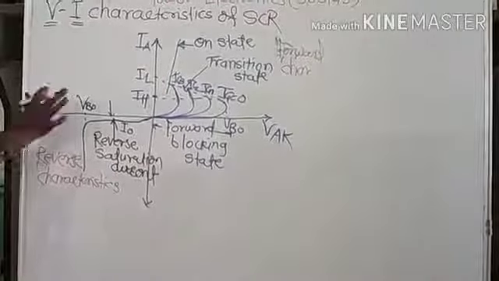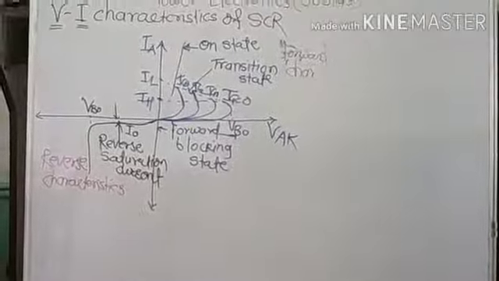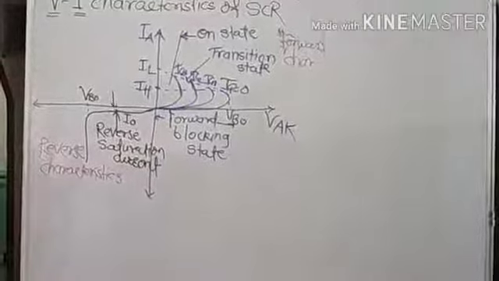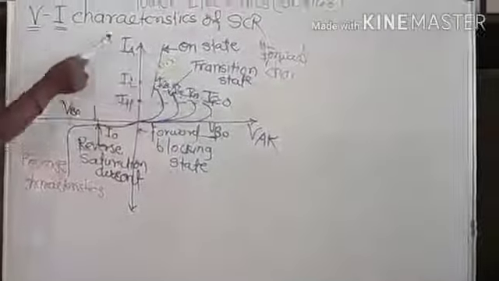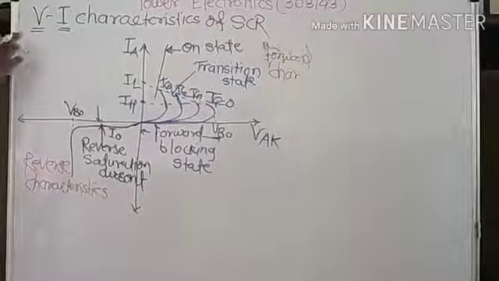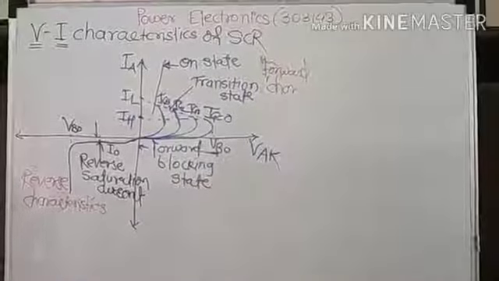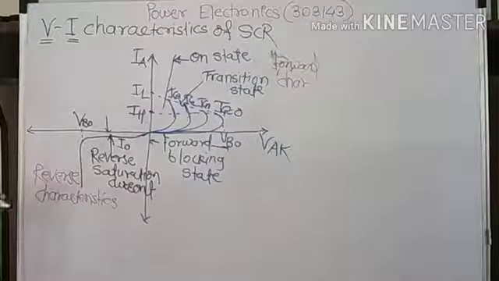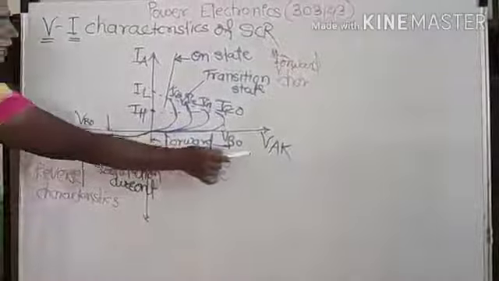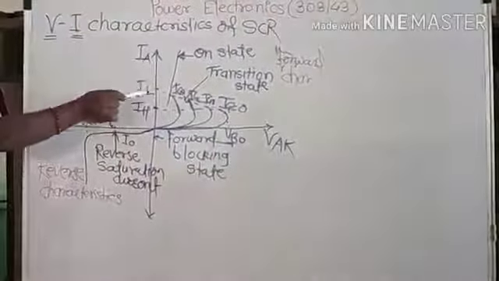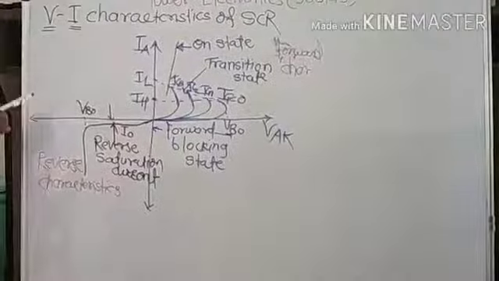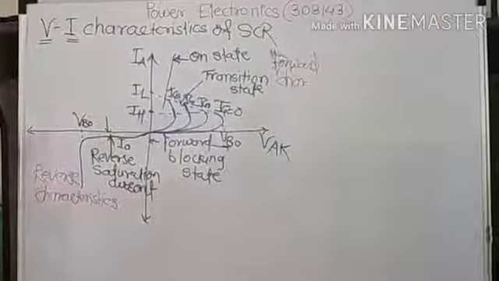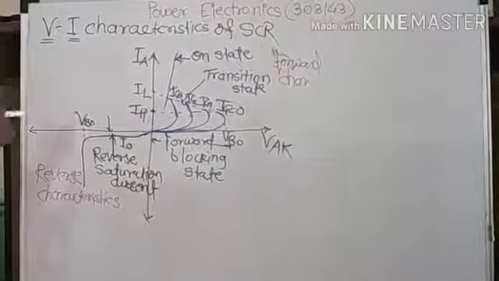Now I will explain these characteristics again. See, first of all, why it is called as a VI characteristics, because it is the graph of voltage versus current. Hence, it is called as a VI characteristics of the SCR. As voltage is present in between anode to cathode, hence named it as a VAK. And current flowing through SCR is the anode current, which flows from anode to cathode, hence called it as a anode current. These characteristics are divided into two parts.